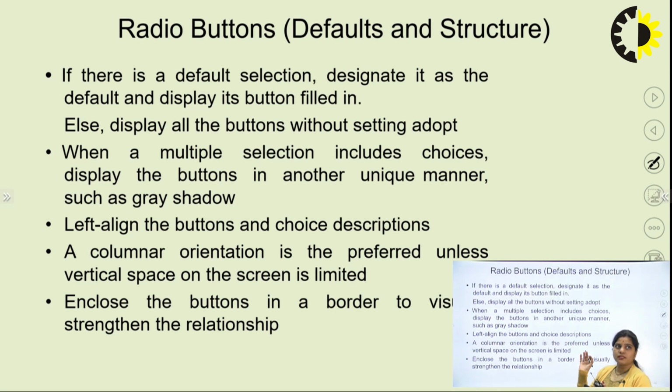The defaults and structure of the radio buttons are: if there is a default selection, designate it as the default and display its button filled in. Else display all the buttons without setting any. When a multiple selection includes choices, then display the buttons in another unique manner such as gray or gray shadow. Left align the buttons and the choice descriptions in a columnar orientation, which is preferred unless the vertical space on the screen is limited. Enclose the buttons in a border to visually strengthen the relationship between the different options.